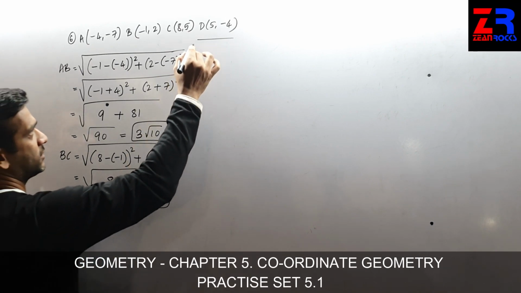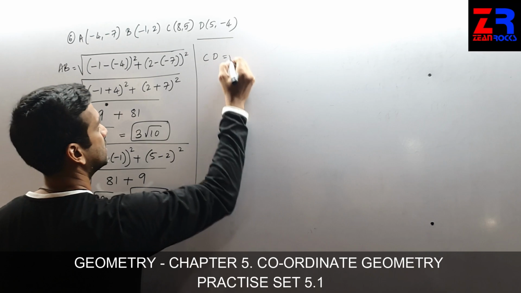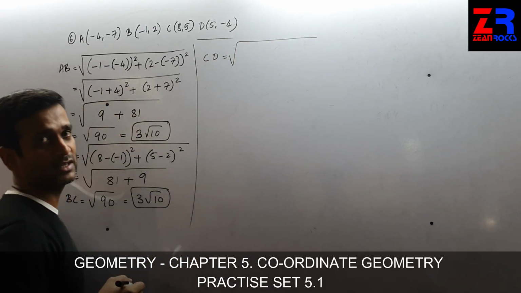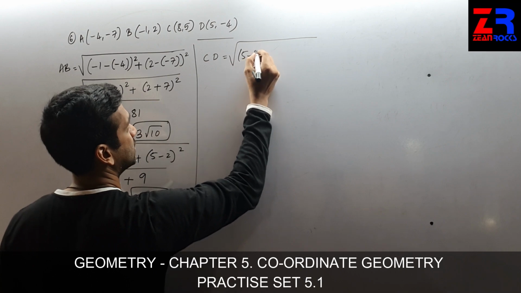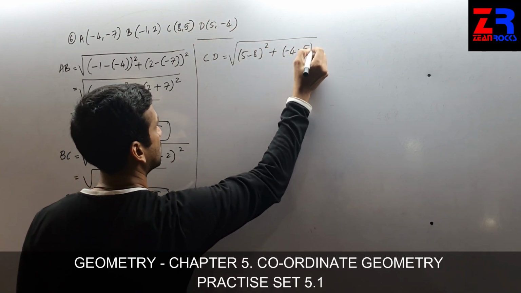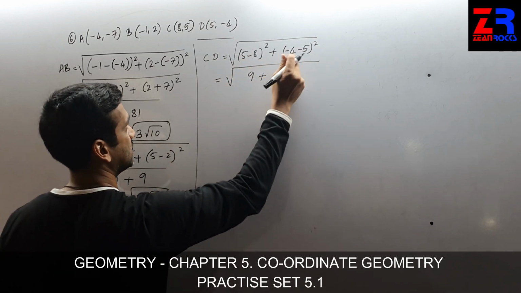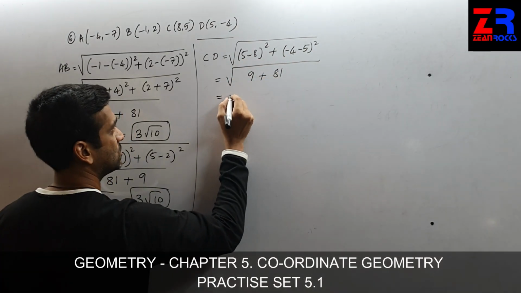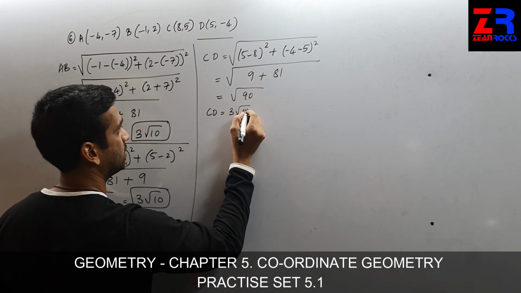Then I will find what? I will find CD. Same formula. x2 minus x1 square, y2 minus y1 square. 5 minus 8 square plus 4 minus 5 square. So you will get minus 3 square is 9. 9 square is 81. So your answer will be root of 9 times 10. Therefore CD is equal to 3 root 10.